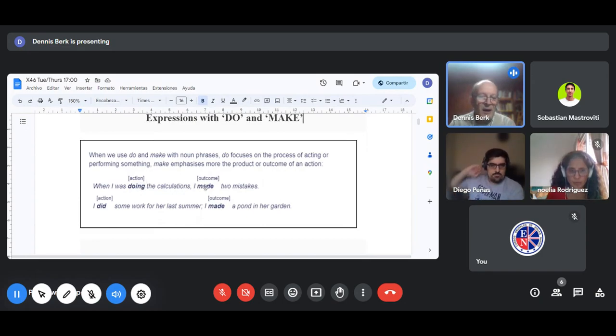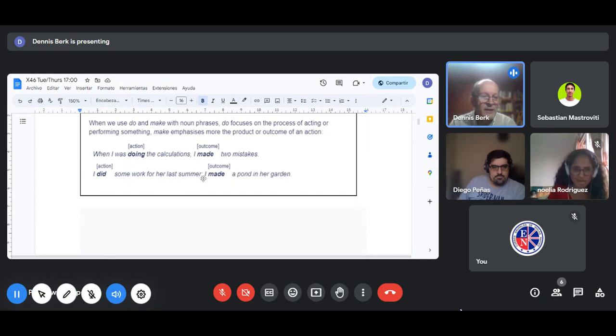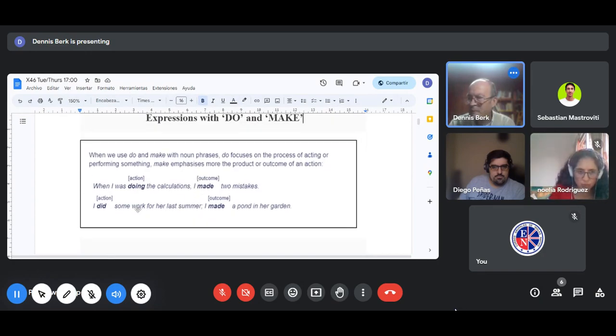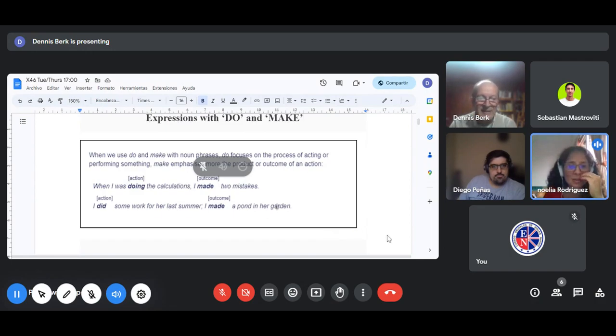And make is more related to the outcome of that action. He made two mistakes as a consequence, a result of that. Exactly. Can you read the next example, Noelia? Yes, I did some work for her last summer. I made a pond in her garden. Correct. So I did some work is the action, you do something.